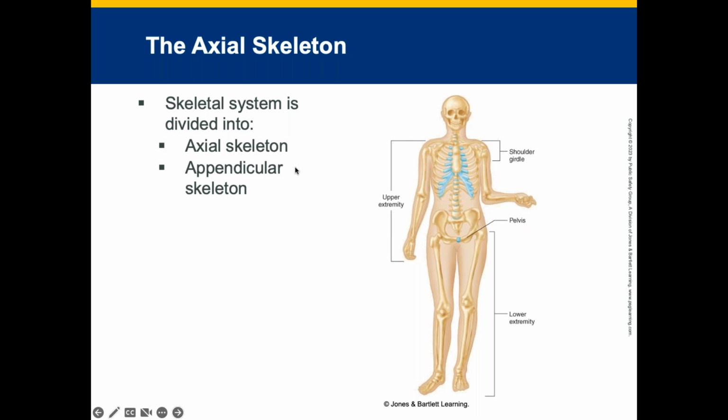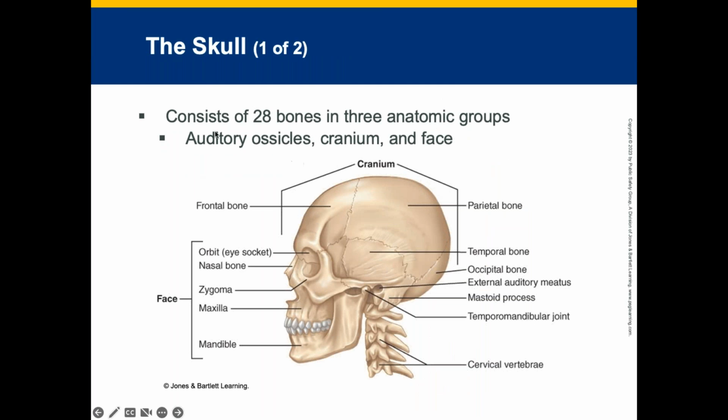So the skull consists of 28 bones in 3 anatomic groups: the auditory ossicles, the cranium, and the face. There are 6 auditory ossicles functioning in hearing. The remaining 22 bones comprise the cranium and the face, and the mastoid process is a cone-shaped section of the bone. All right, we need to memorize the ones that are on the screen because you will be tested on these again.